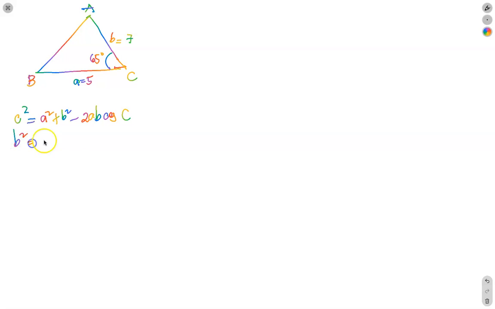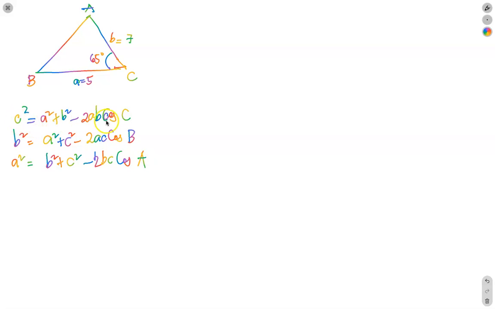B squared equals A squared plus C squared minus 2AC cosine B. A squared is equal to B squared plus C squared minus 2BC cosine A. This is easier to remember.